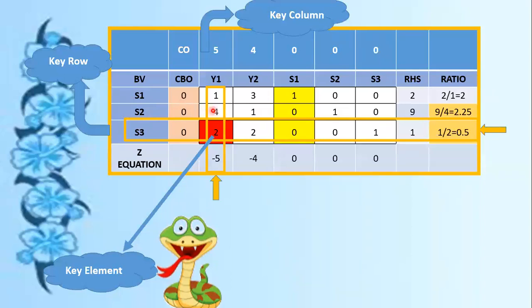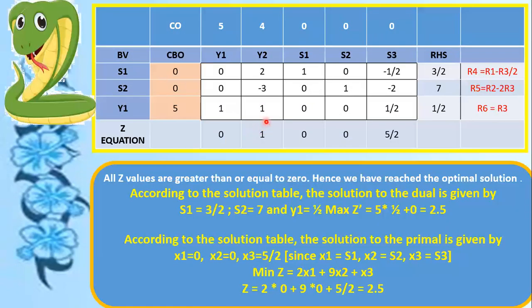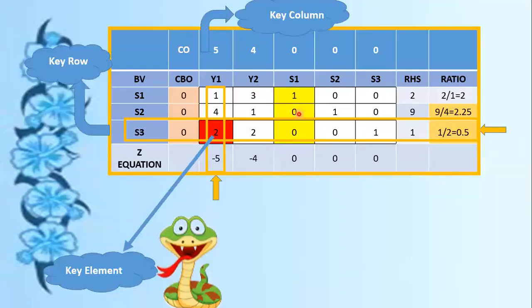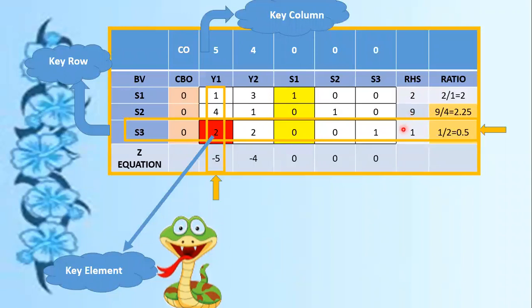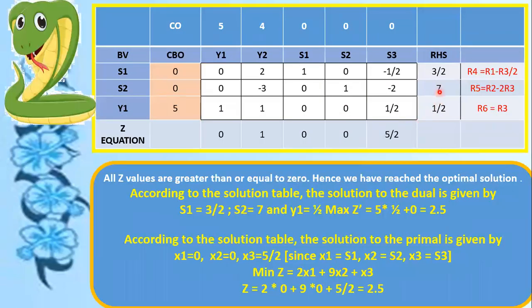R2 minus 2 R3. So 4 minus 2 into 2 is 4, then it is 0. 1 minus 2 into 2 is 4, 1 minus 4 is minus 3. Again 0 minus 0 is 0, 1 minus 0 is 1, 0 minus twice of 1 is minus 2, then 9 minus 2 will be 7.